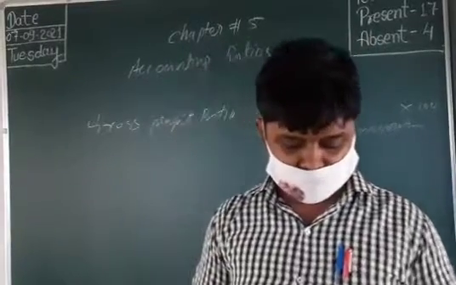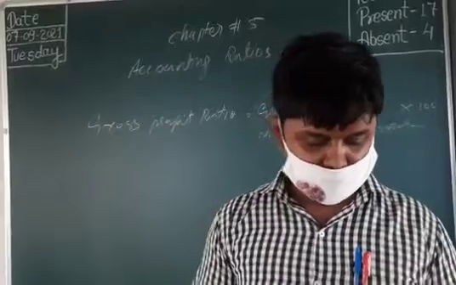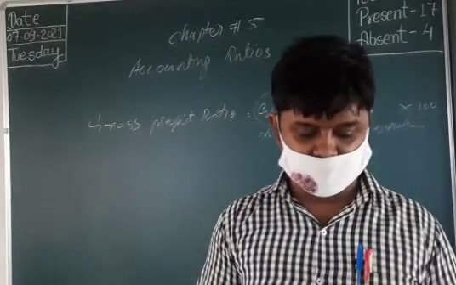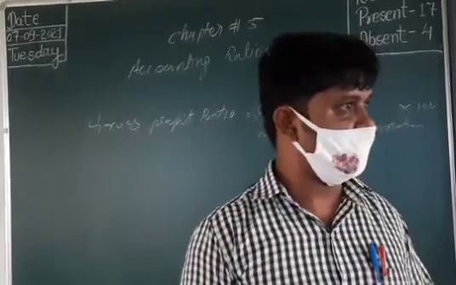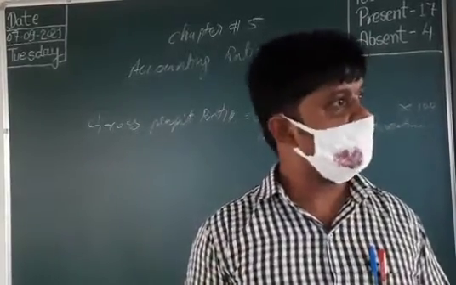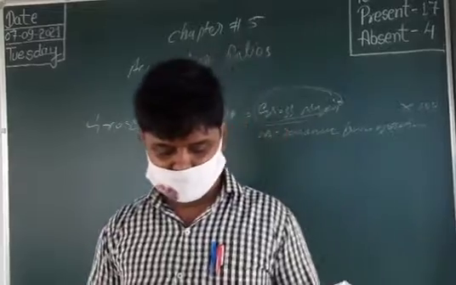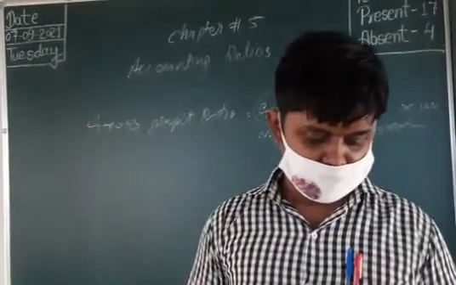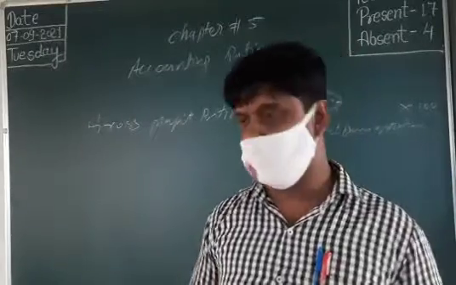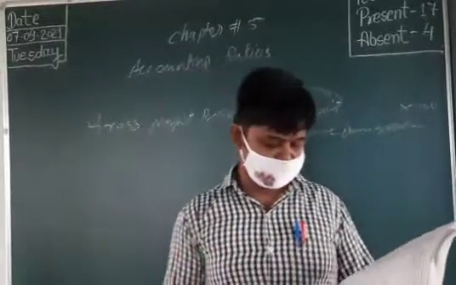First, revenue from operation is given as cash and credit. So you understand that revenue from operation can be either cash or credit. Here both are given, cash and credit. Next is purchase. Purchase also, you know, cash and credit purchases are there.